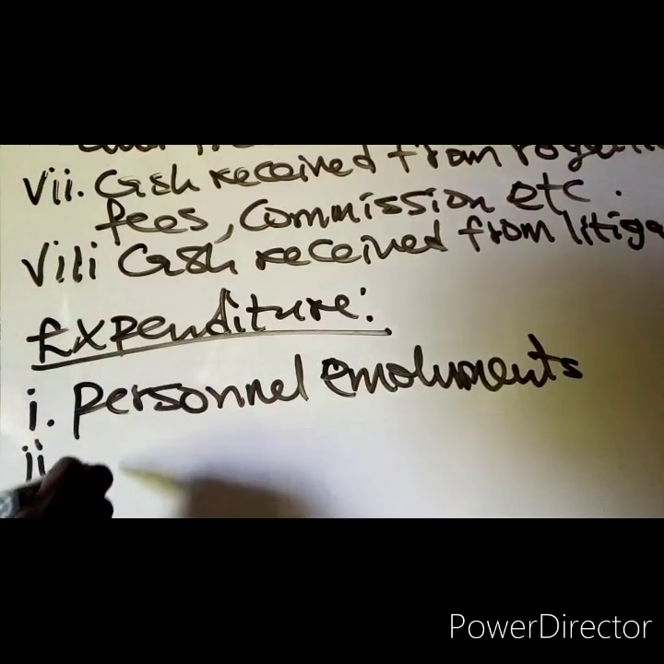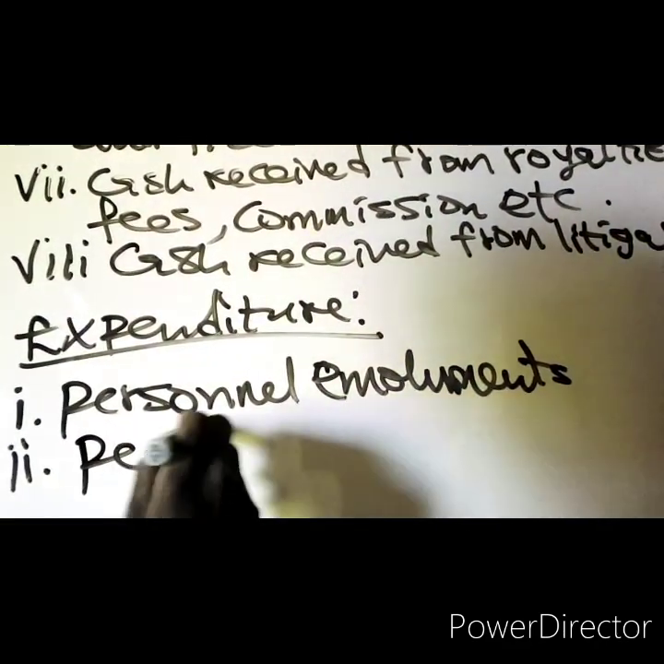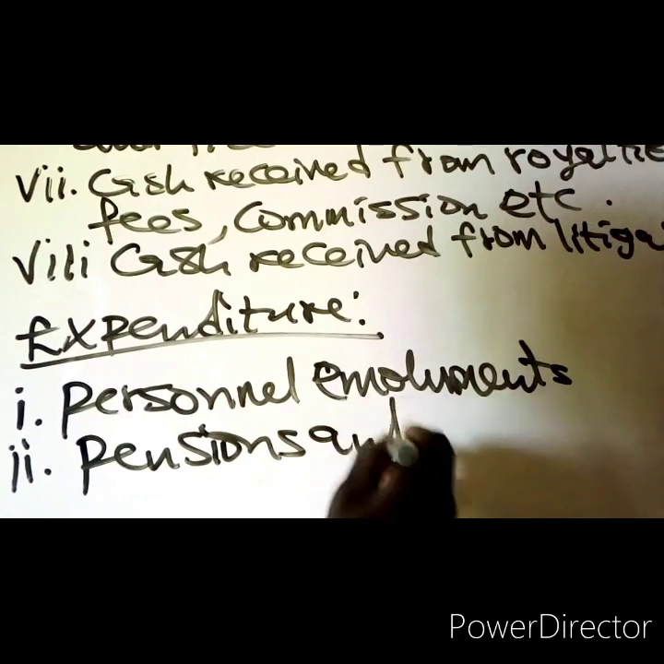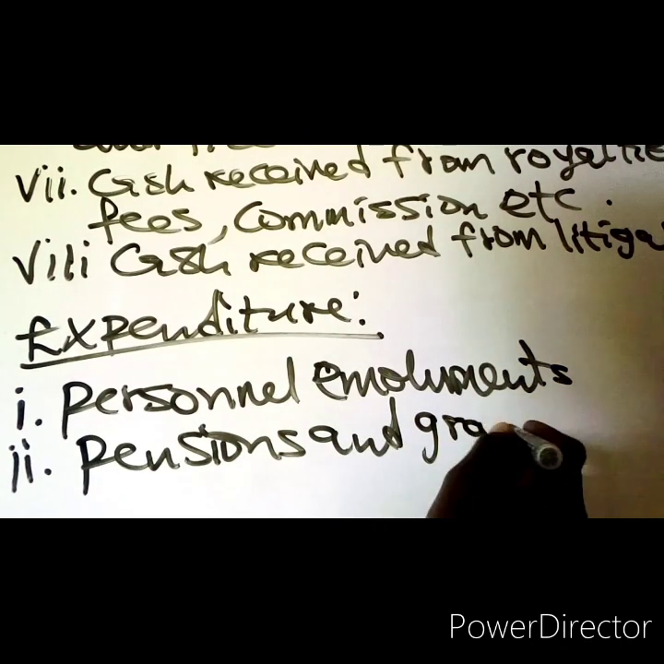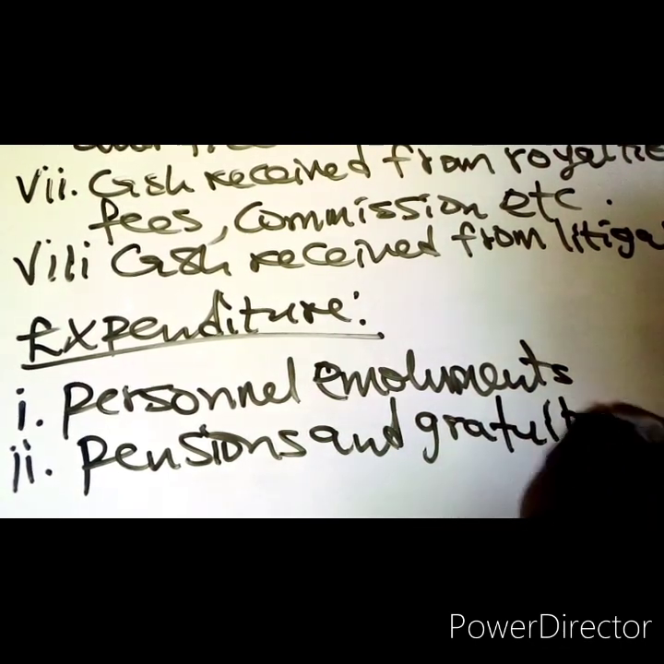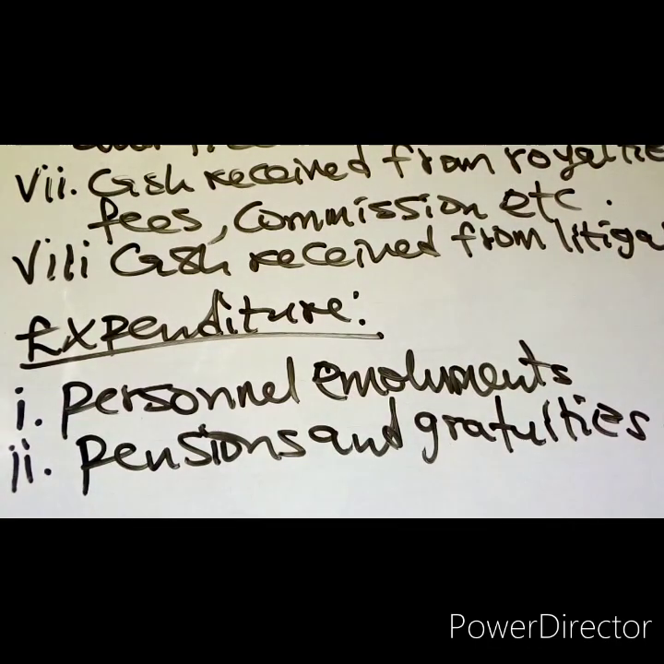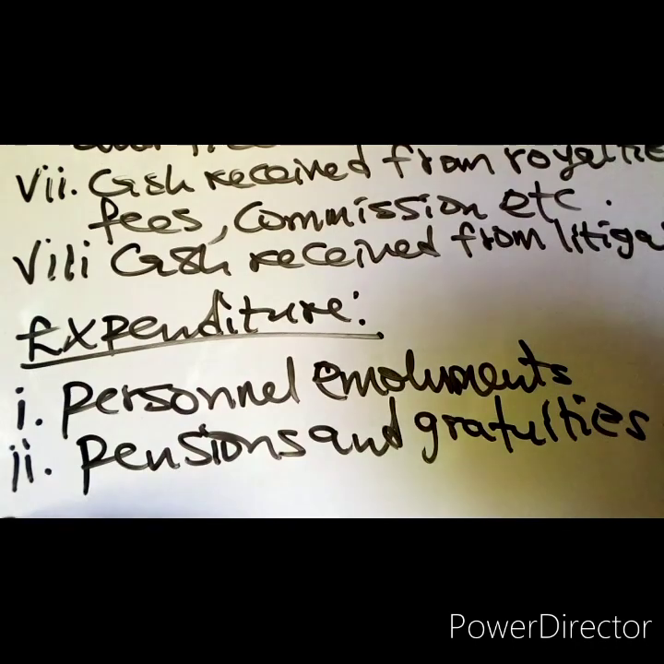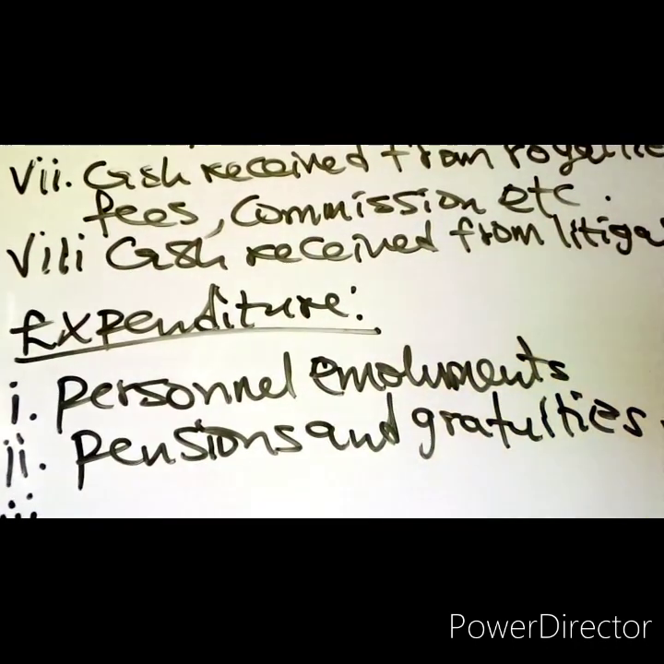We have pension and gratuities. Gratuity is a lump sum, while pension is a salary paid to government, to a retired public servant to their death.